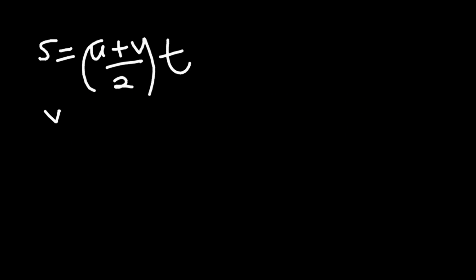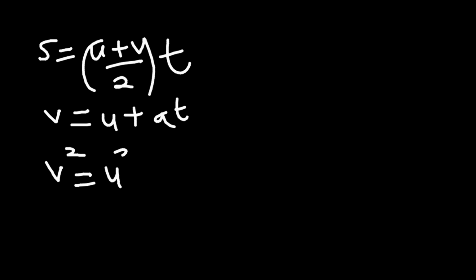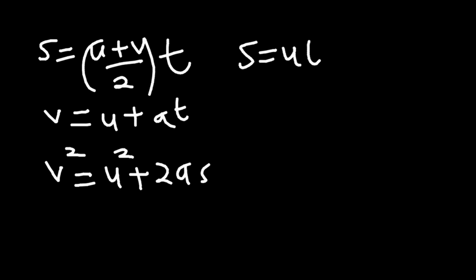1. s = (u + v)/2 × t. We also have v = u + at. And thirdly, we have v² = u² + 2as. And lastly, we have s = ut + ½at². We shall modify these equations accordingly to suit the equations used in motion under gravity.